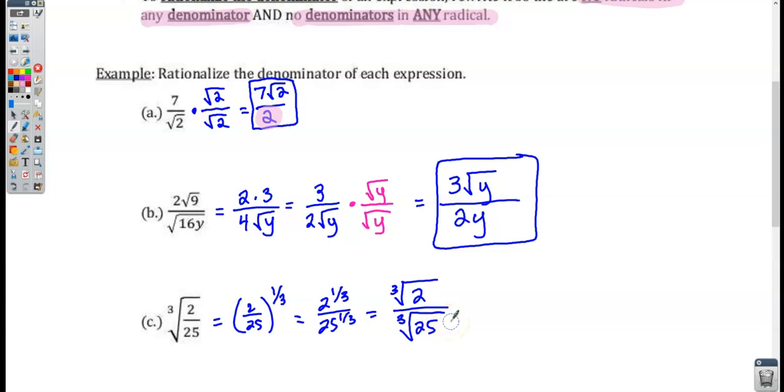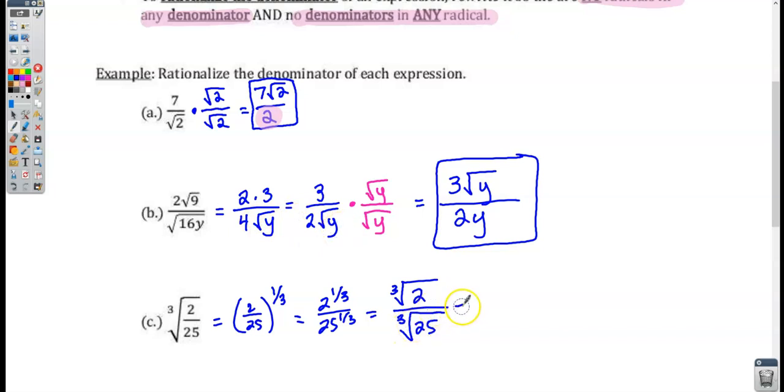Now usually at this point in my life, I would just go directly from here to here without showing all of that work in between. Okay, so now our denominator contains the third root of 25. So before, we were looking for a square root to multiply by so that we had a square root with the same two factors.